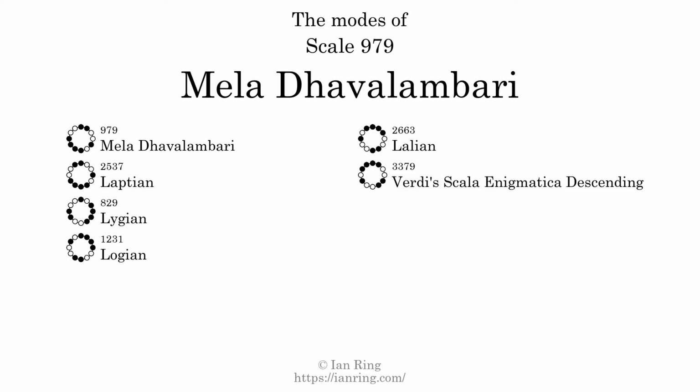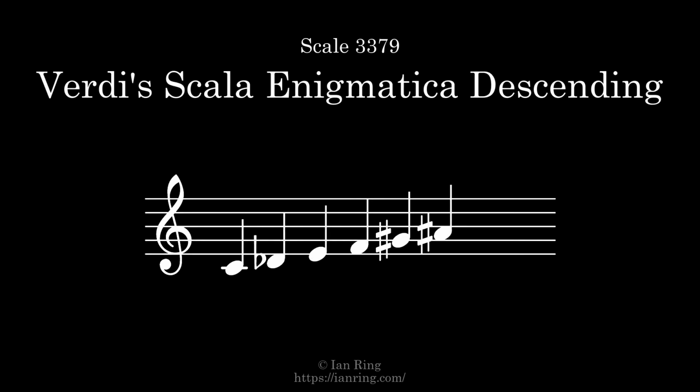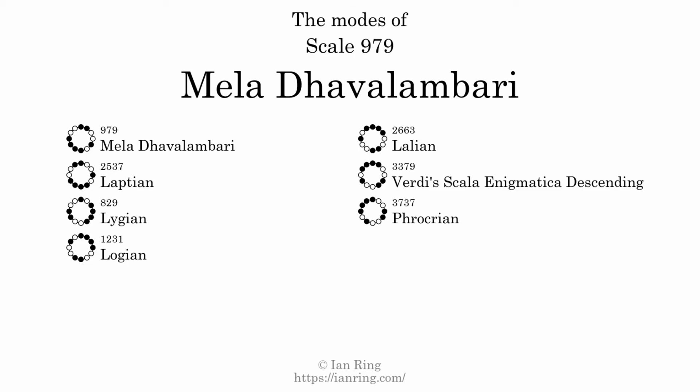The sixth mode is scale 3379, also known as Verdi's Scala Enigmatica Descending. It sounds like this. The seventh and last mode is scale 3737, also known as Frocrian. It sounds like this.